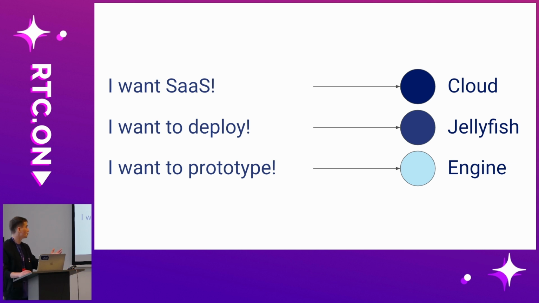So to sum up, we have 3 abstraction layers. If you want to prototype, just take the engine as building blocks, including our WebRTC implementation, and do your stuff. If you want to deploy, just take Jellyfish, which is based on our RTC engine, and deploy. If you don't want to deploy or prototype, and you just want to be provided with everything, just take our cloud.